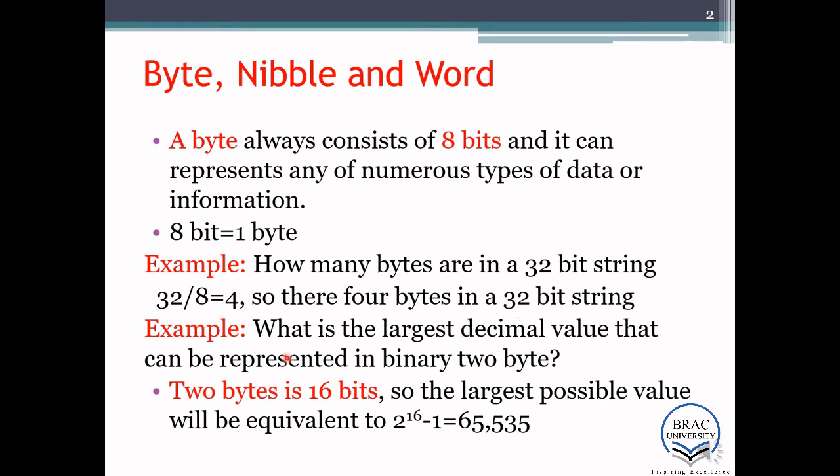Another example is: what is the largest decimal value that can be represented in binary by 2 bytes? 1 byte is 8 bits, so 2 bytes means 16 bits. For 16 bits, the number will be 2 to the power n minus 1, where n is the number of bits. So 2 to the power 16 minus 1 is the largest decimal value that can be represented using binary 2 bytes.